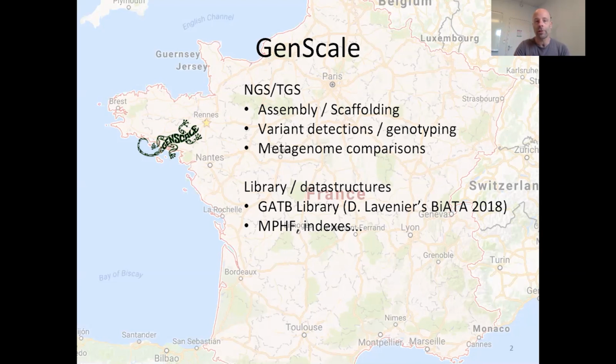We also developed some libraries or data structures. For instance, Dominique Lavenier presented in Biata also 2 years ago the GATB library. And today I'm going to focus on the indexing purposes.